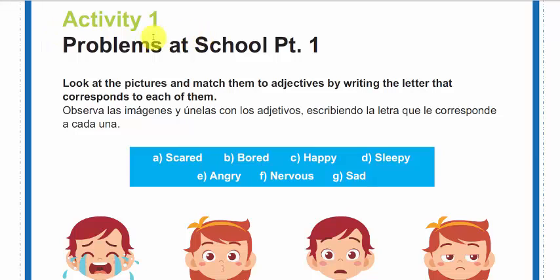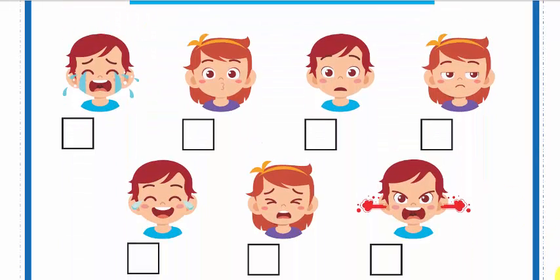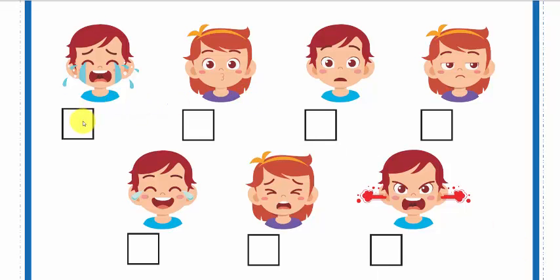Activity number 1. Activity number 1. Problems at school, part 1. Problemas en la escuela, parte 1. Look at the pictures and match them to the adjectives by writing the letter that corresponds to each of them. So you have A, B, C, D, E, F, and G. You have 7 different adjectives. Tienen 7 diferentes adjetivos that you need to place them in the corresponding picture in these squares, the letter that belongs to each one of them.